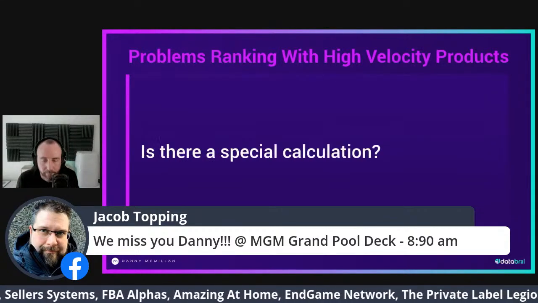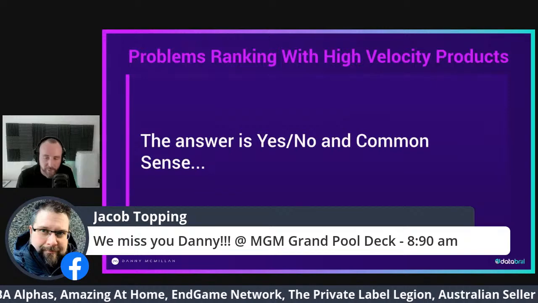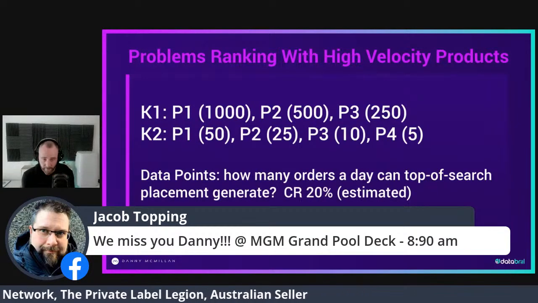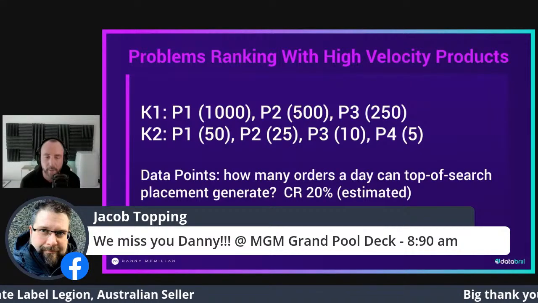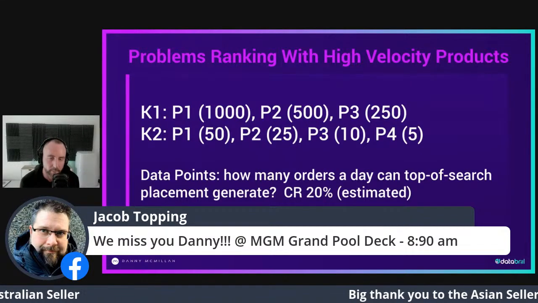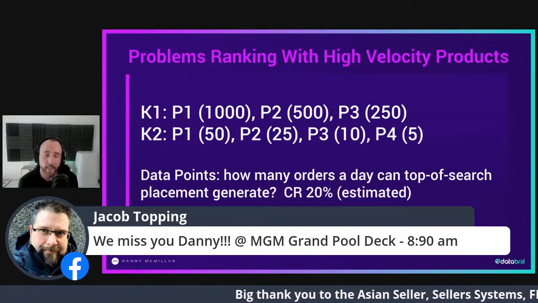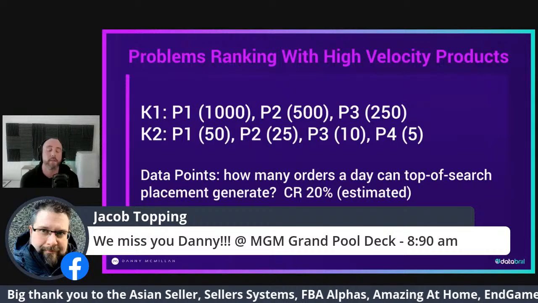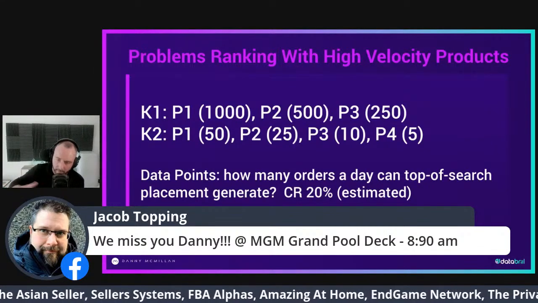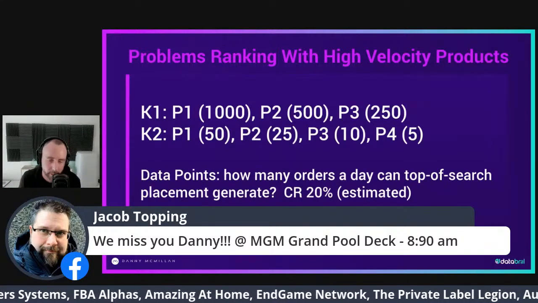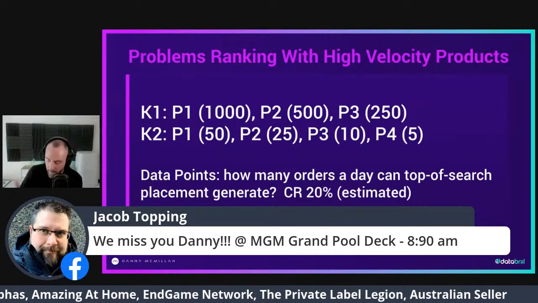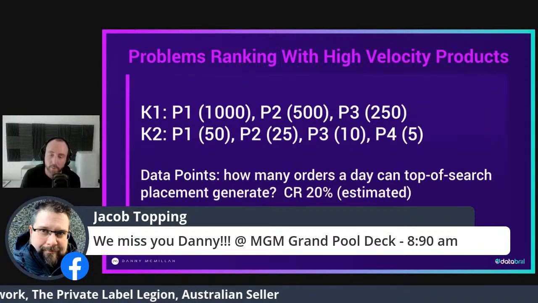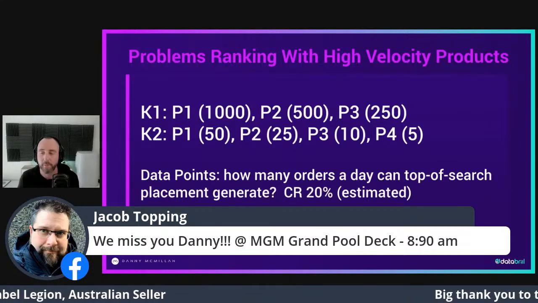So what is the answer? Is there a special calculation? Well, the answer is yes, no, and a bit of common sense. So if we break down what the graph here is showing you, K1 is keyword one and P1 is placement one, and in the top section there in brackets are 1,000. What I've tried to do is give you some extreme numbers so you can see the variables in between. K1 is keyword one, a high velocity keyword. Ad position number one would do 1,000 units a day. Position number two would do 500 units a day. Position number three does 250 units a day.